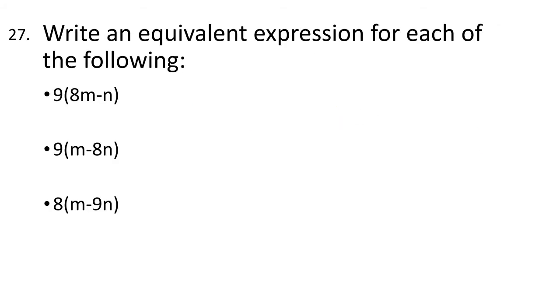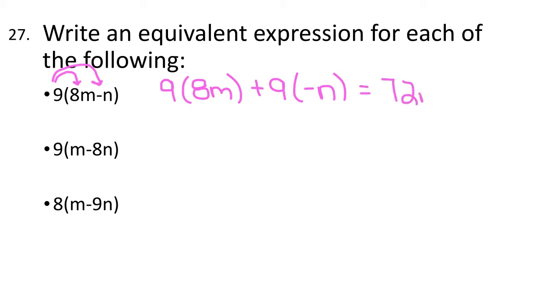Write an equivalent expression for each of the following. Each of these expressions listed is going to require us to use the distributive property. And in doing so, we're going to take the outside number and multiply it to all the terms on the inside. So I'm going to do 9 times 8m, and then I'm going to do 9 times negative n. And in doing so, I get the expression 72m minus 9n.